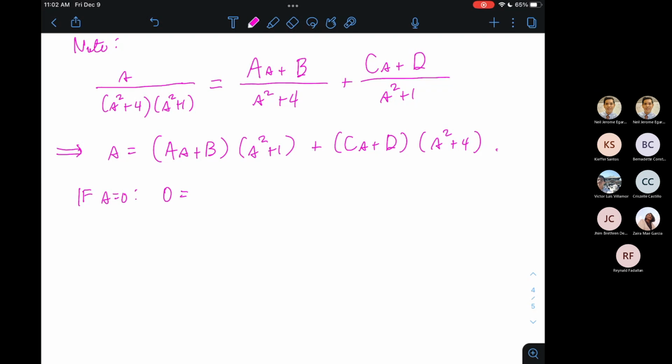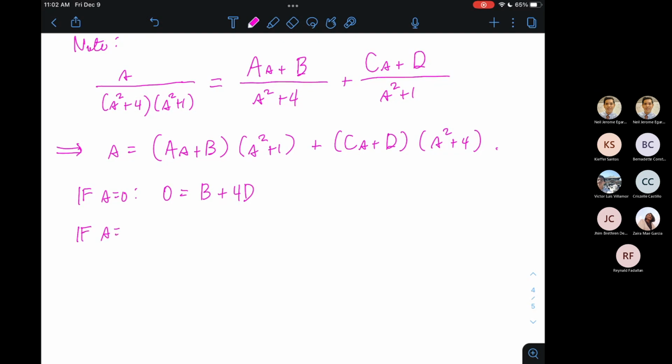So we'll have 0 equals, so ito ay mag-0, tapos ito ay mag-0, so 1. So magkakaroon lang ako ng B plus, ito ay mag-0, tapos ito ay mag-0. So I'll have plus 4D. That's our first equation. And then if S is equal to 1, then we'll have 1 equals A plus B times 2. So essentially that means, may plus pa pala to. Plus S is equal to 1, so I'll have C plus D times 5.